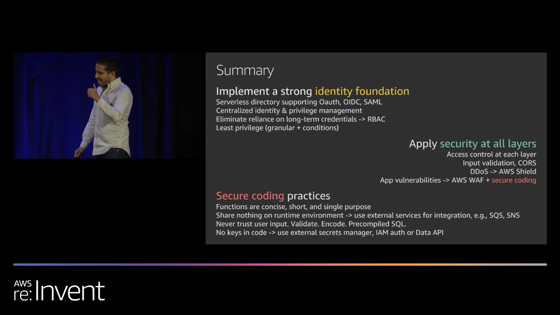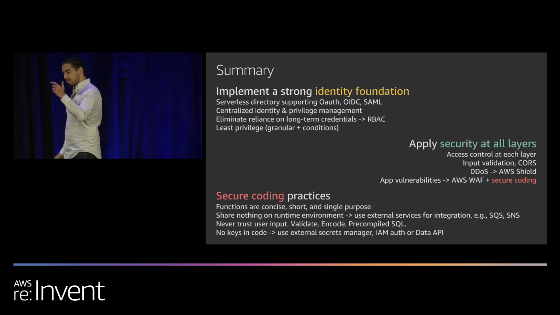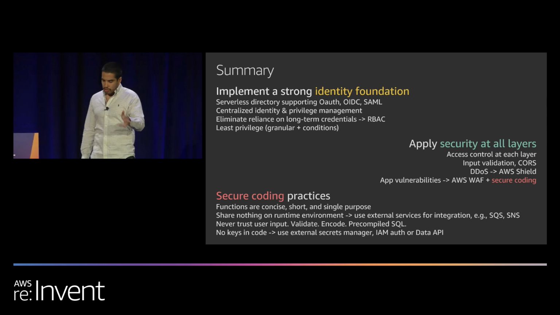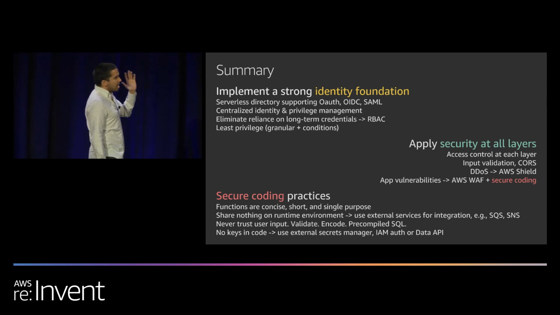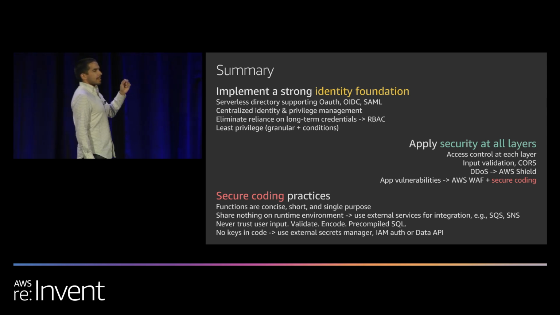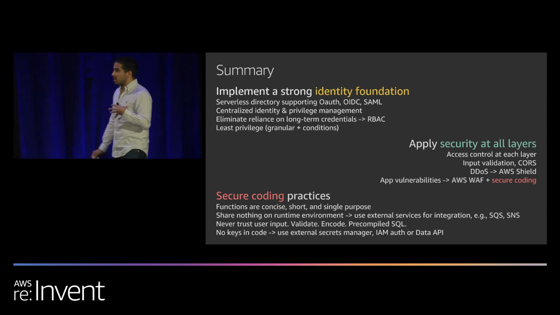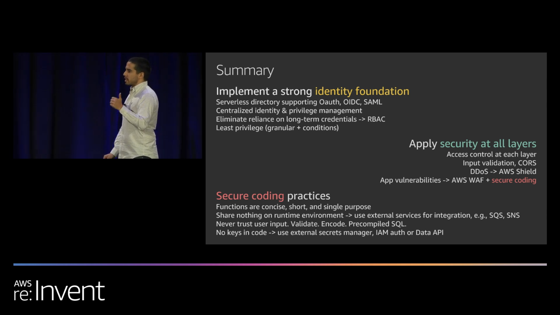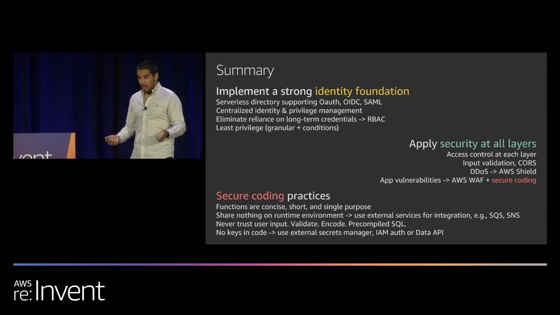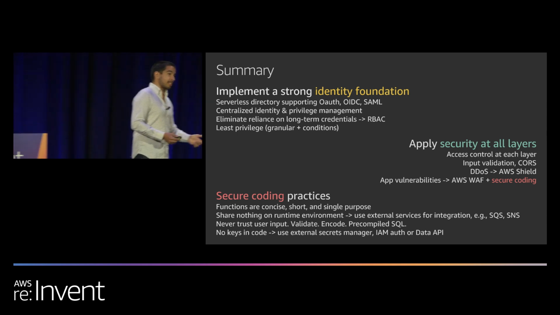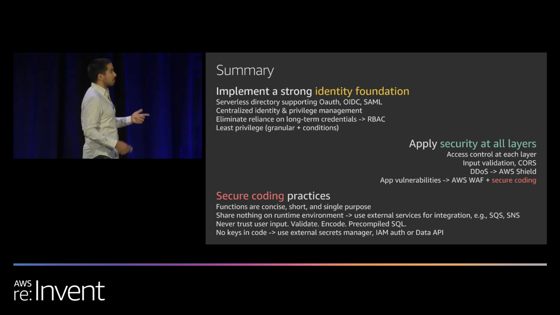Multiple things we talked about: access control, request validation. You shouldn't be trusting user input. We talked about DDoS, cross-site scripting, AWS WAF, and AWS Shield. But nothing is better than having actually good, secure coding practices. So a lot of responsibility is still on us. You should be building microservices and event-driven architectures, because not only do they help you scale applications better and release faster, but also it makes them more secure.